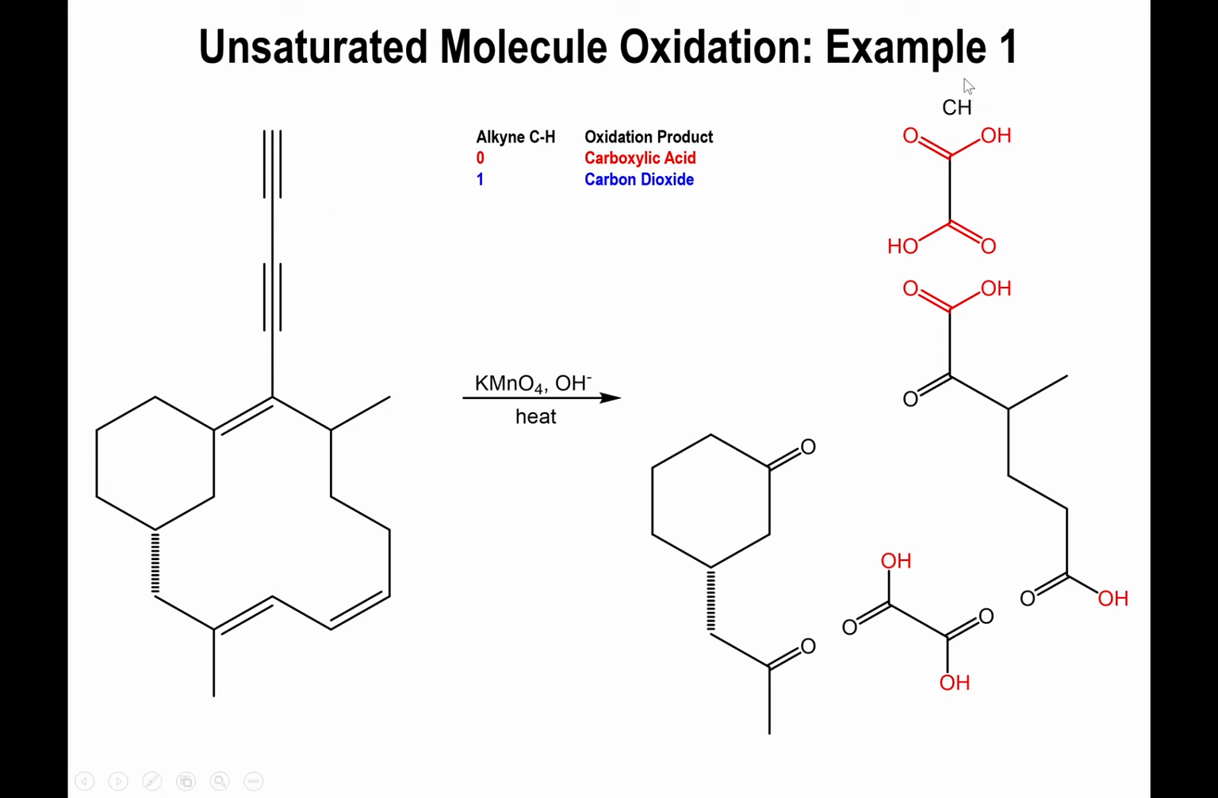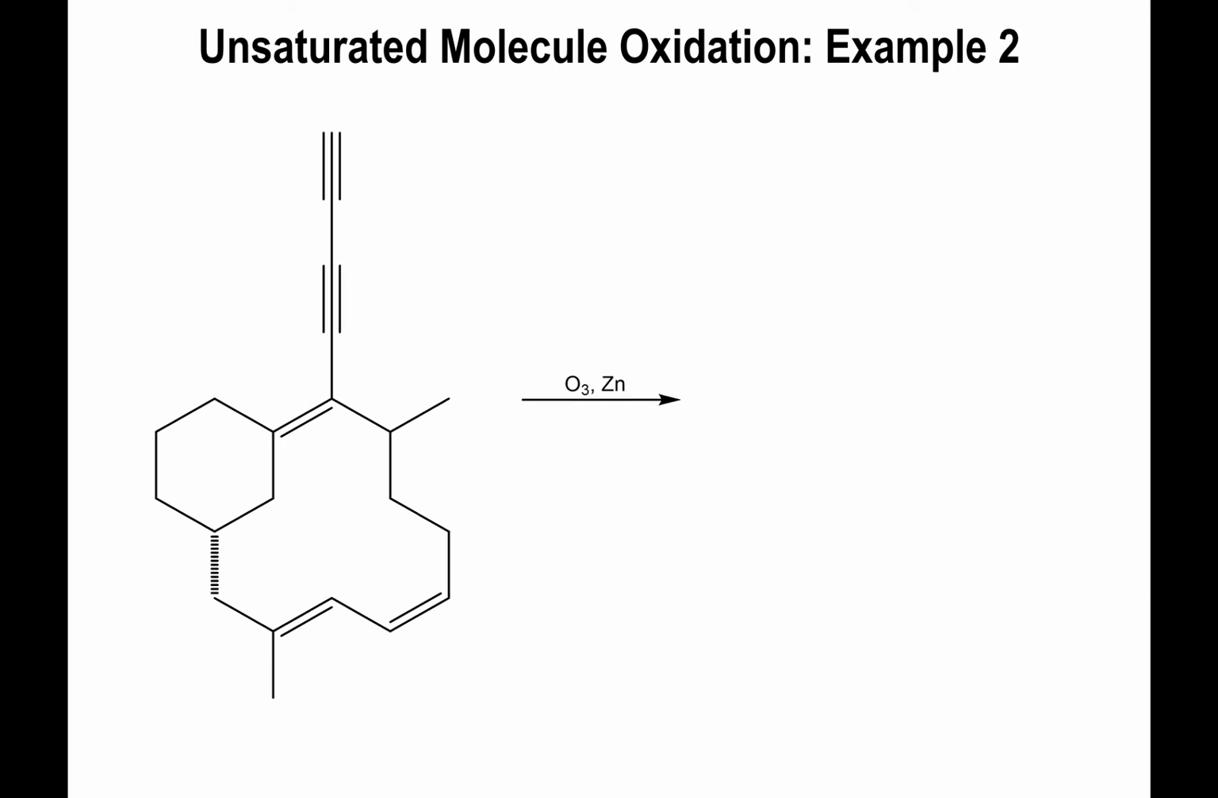And then that brings us to the lingering CH that's left by itself. Well, that is a carbon bound to one hydrogen, so we are going to turn it into carbon dioxide. And the moment you do that, you have arrived at all 5 products that you expect to obtain from the potassium permanganate oxidation of this alkyne molecule.